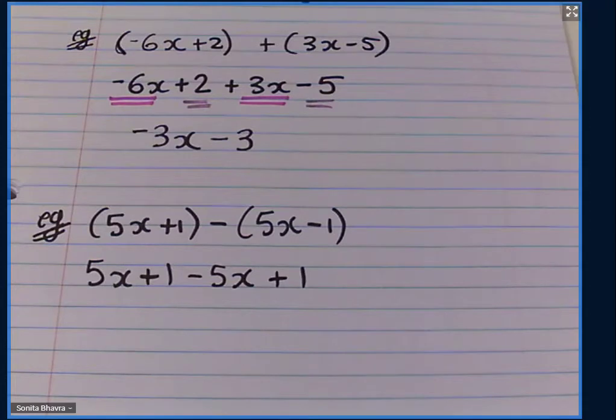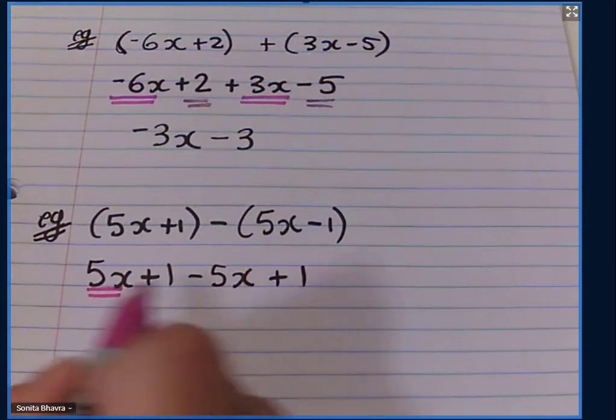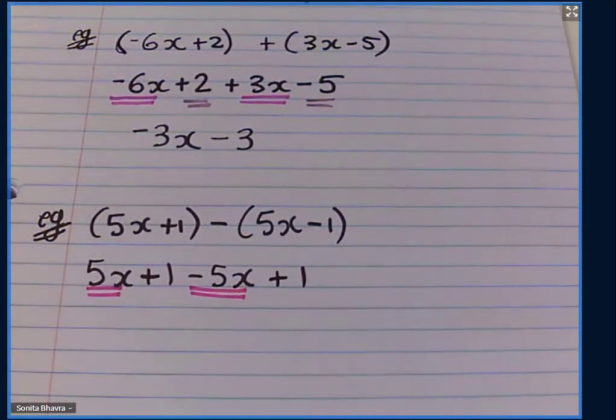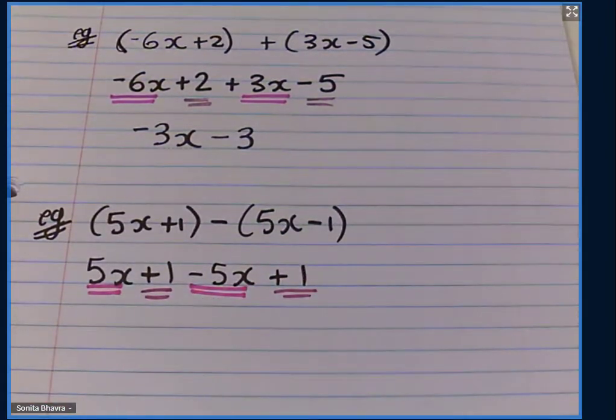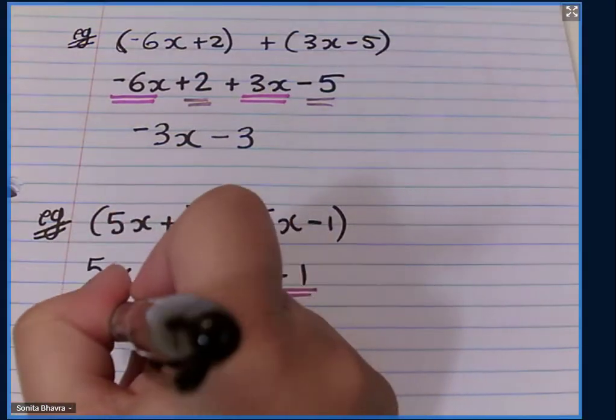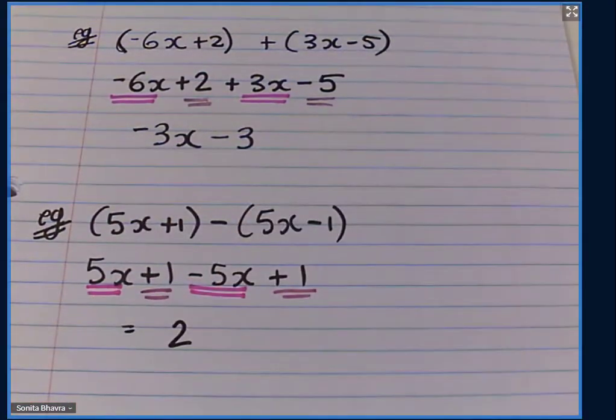And now we can go ahead and collect our like terms. All right, so we have 5x minus 5x, that's 0. And then we have positive 1 and positive 1. So that becomes 2. So our answer here is just 2.